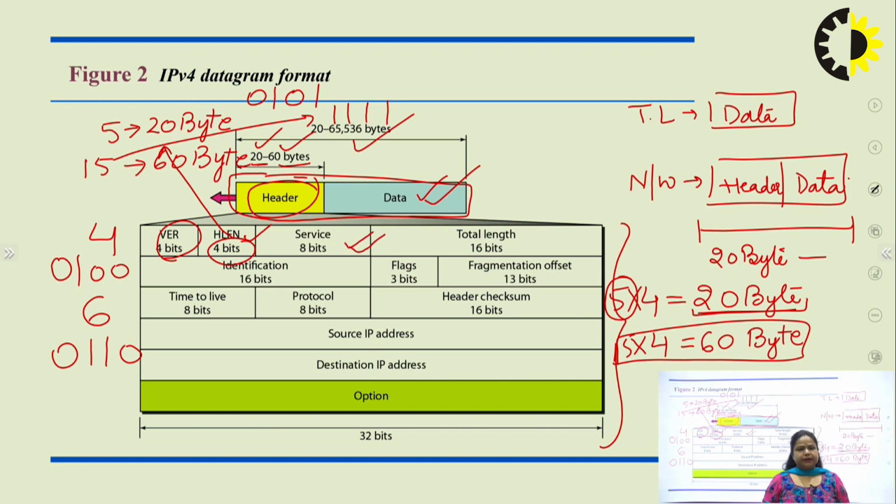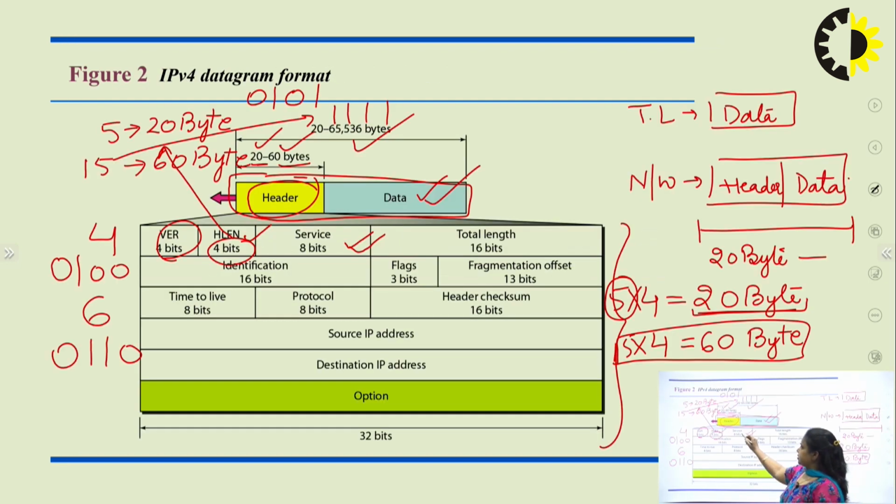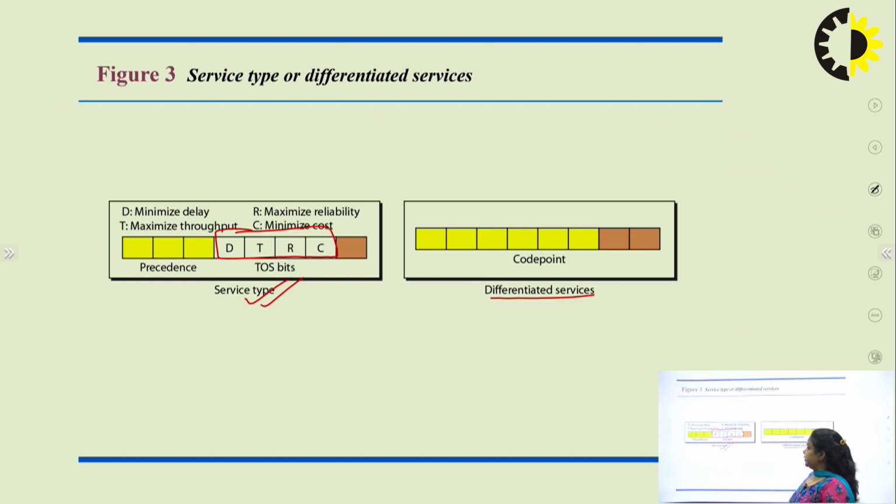When I'm talking about IPv4, we are providing different types of services. Initially, this is the way we represent the service type. But in the coming generations, generally we talk about differentiated services. Why? We are moving from the service type to the differentiated services, because some of the parameters are fixed, that we have to use the TOS bits, right? The service field is 8 bits long.